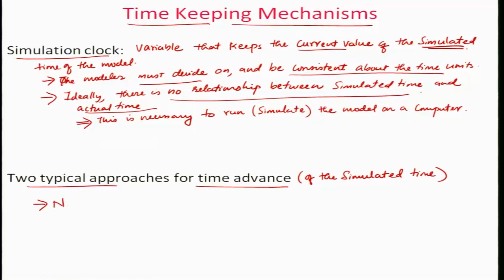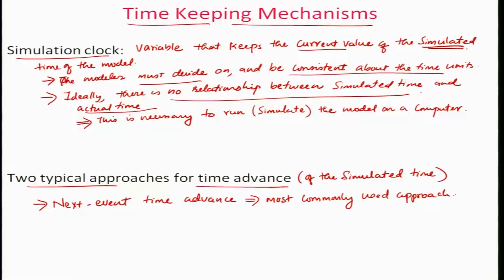Okay, the first one is the next event time advance. Okay, you identify what is the next event that is going to happen, and then do the time advance. This is the most commonly used approach. Okay, this is one example. Next one is the fixed increment time advance.